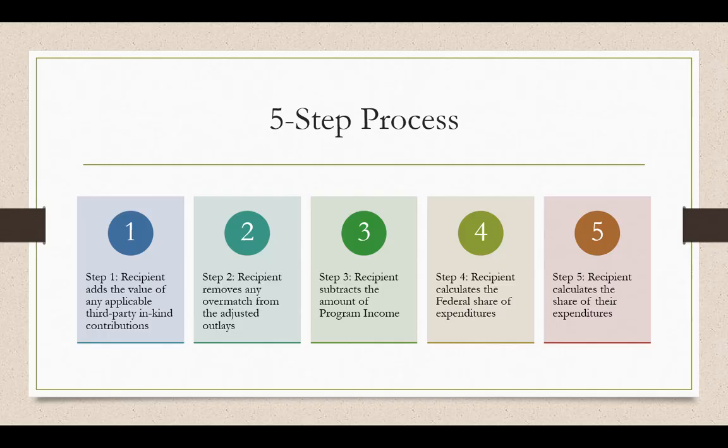Step 2. The recipient removes any overmatch from the adjusted outlays calculated in Step 1. Step 3. The recipient takes the adjusted outlays from Step 2 and subtracts the amount of any deductive or additive program income that was earned during the award period of performance.